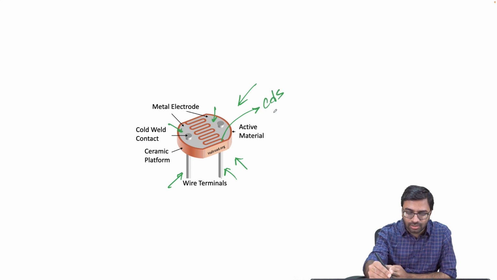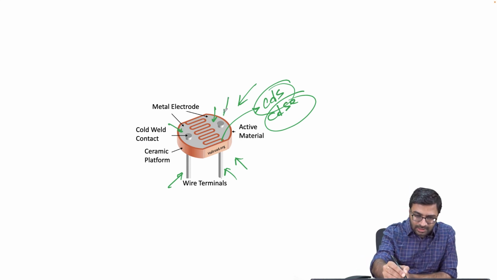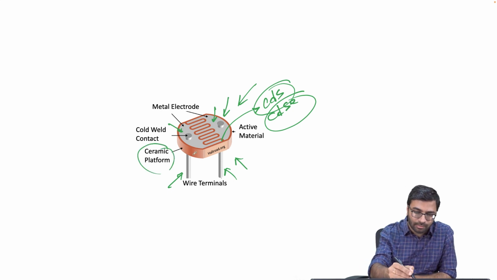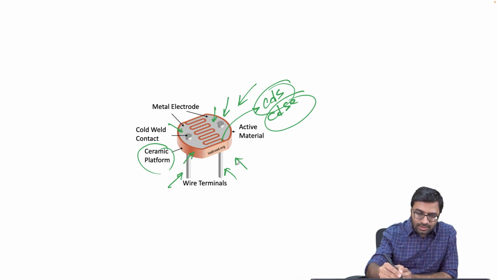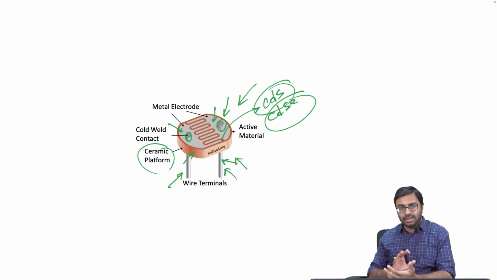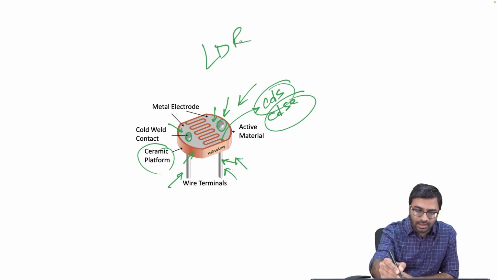Usually it is CdS or CdSe, that means cadmium sulfide or cadmium selenide, and the entire sensor is made on a ceramic platform, that is this one. Okay, then you weld these metal terminals with the electrode as it is shown over here. So this is the basic geometry of an optical sensor, which is popularly known as LDR, that is light dependent resistor.